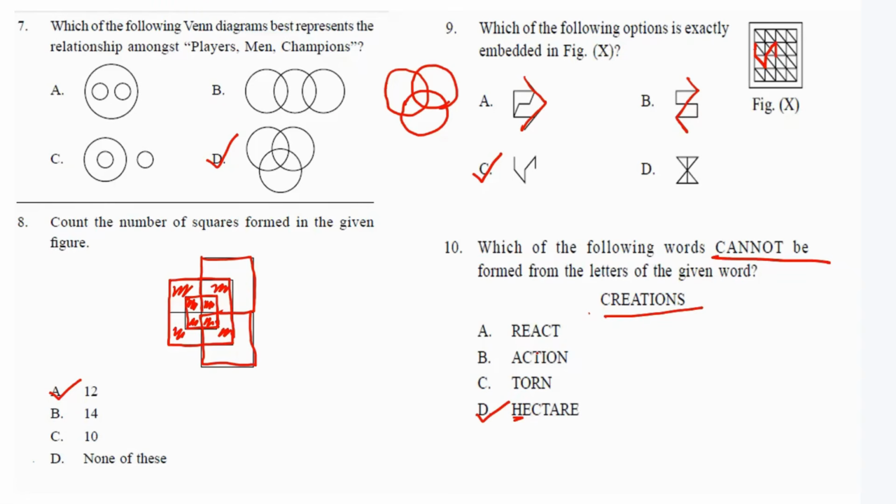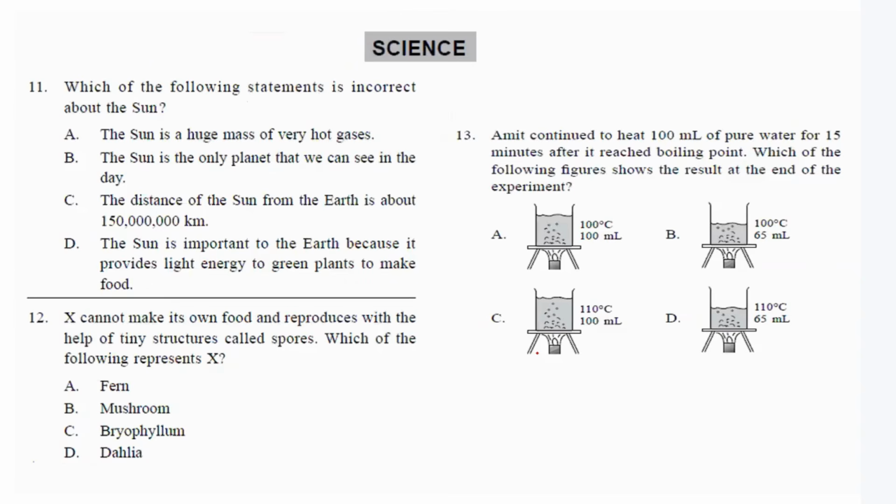Now we have completed the first 10 questions of logical reasoning. Now we will go to the questions of the science part, right? So let's see the question. The 11th question of the science part says, which of the following statements is incorrect about the sun?